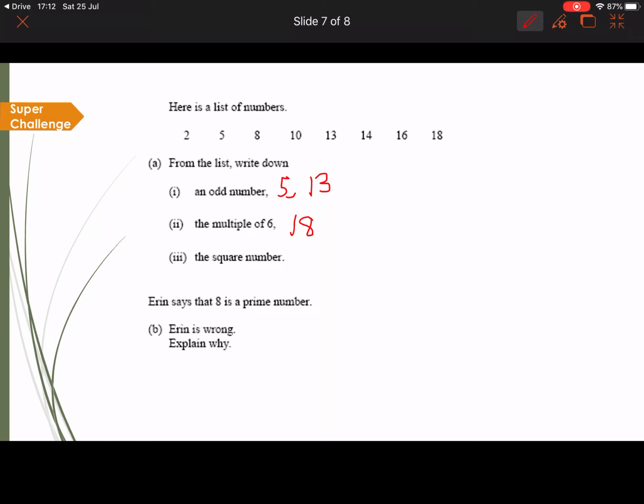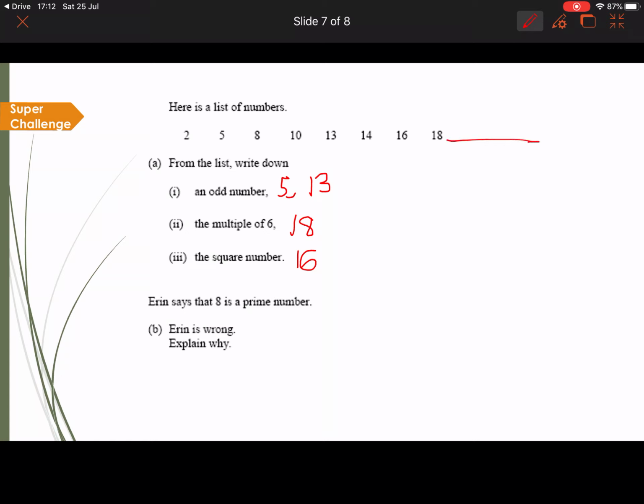Then you're asked to write down a square number. So starting from number 1. 1 times 1 is 1, that's not there. 2 times 2 is 4, that's not there. 3 times 3 is 9, that's not there. 4 times 4 is 16, that one is there. 5 times 5 is 25, but it doesn't go that high, so we're finished.